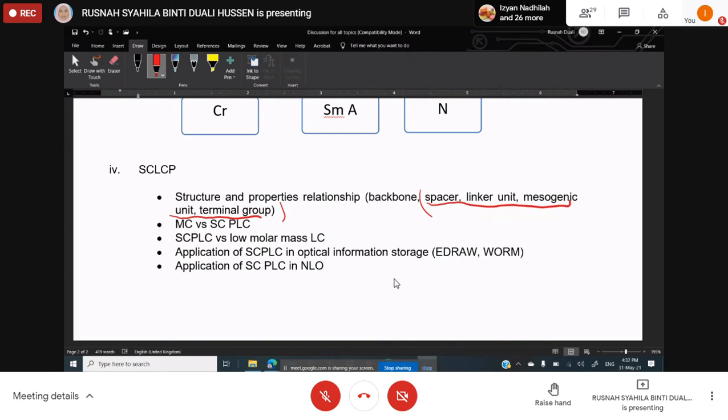Linker unit, actually the linker, depends on the type of link that we're using, either it is polar or non-polar, straight or bent. That will influence the liquid crystal behavior. So as you can see, there are a lot of things that we can play with, we can manipulate, to tune the liquid crystal behavior of our side chain polymer liquid crystal.